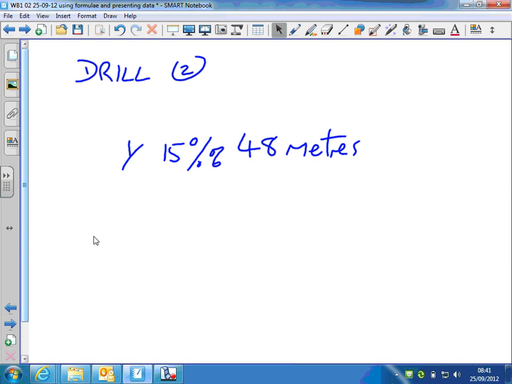Okay, so this particular drill then, 15% of 48 meters, 7.2 meters, because divide by 100 and then times by 15. What did you do on a piece of paper? You did that right. Okay. Anybody do it in their heads? Yeah.